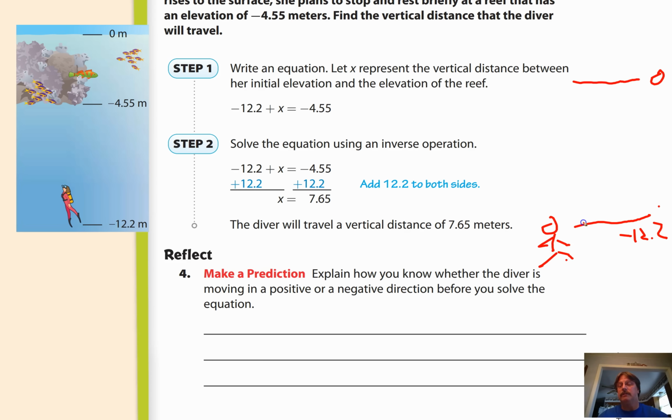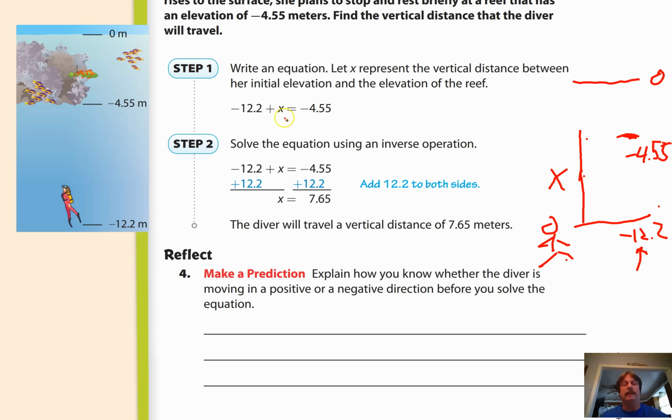Then she's going to rise to somewhere right about here, which is at negative 4.55. So this is where we started, right here we start, and this is where we're going to finish. We've got to find out what this distance is here. So negative 12.2 plus x equals negative 4.55.